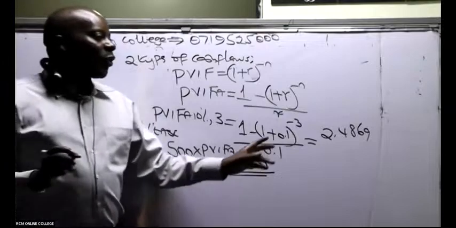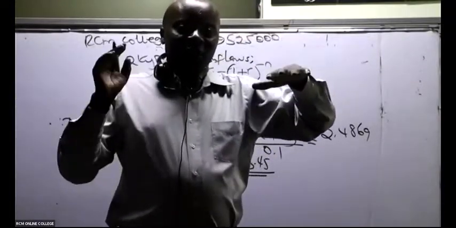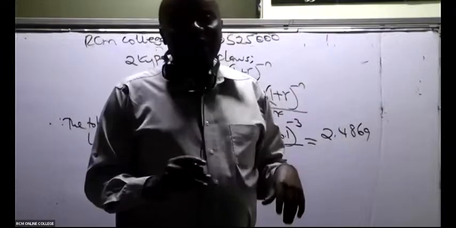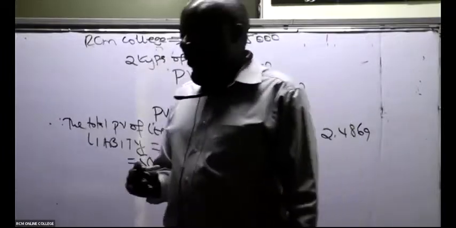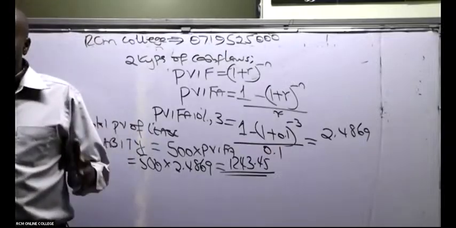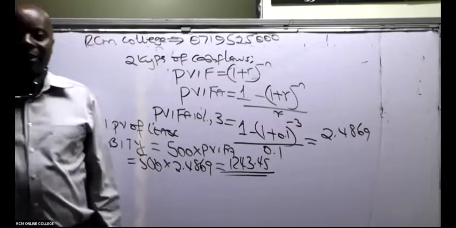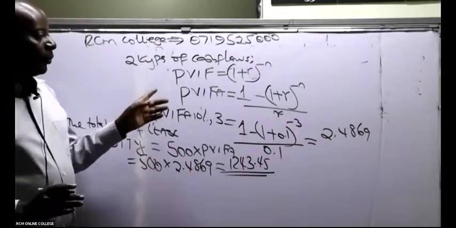So is this answer very close to the one that we got here using the other method? Apart from rounding off errors, we expect them to be exactly the same.